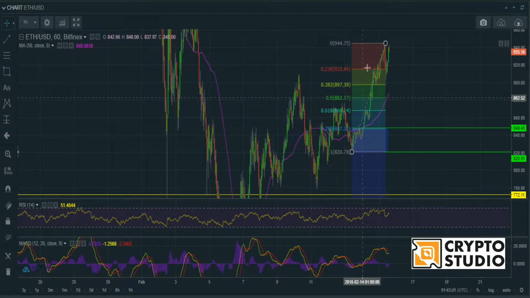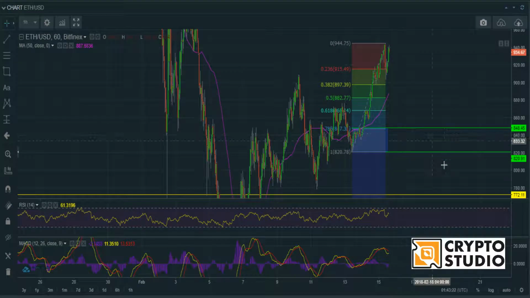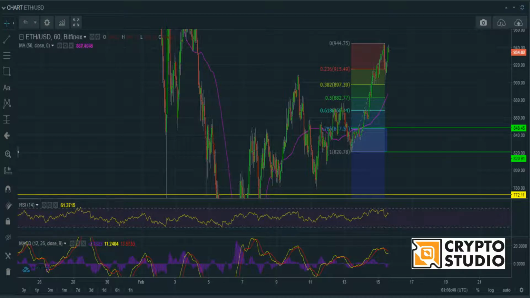Got the drop base rally, and the entry on it will be at 849 with a stop at 819. So pretty much 30 points. So that is what we have for the swing trade on Ethereum.